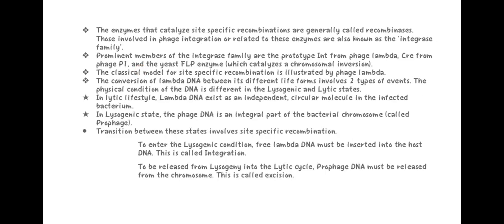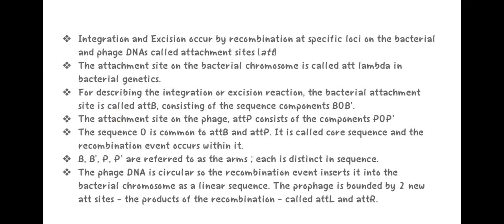The enzymes that catalyze site-specific recombinations are generally called recombinases. Those involved in phage integration are related to those enzymes and are also known as the integrase family. Prominent members of the integrase family are the prototype INT. Integration and excision occur by recombination of specific loci on the bacterial and phage DNA called attachment sites.